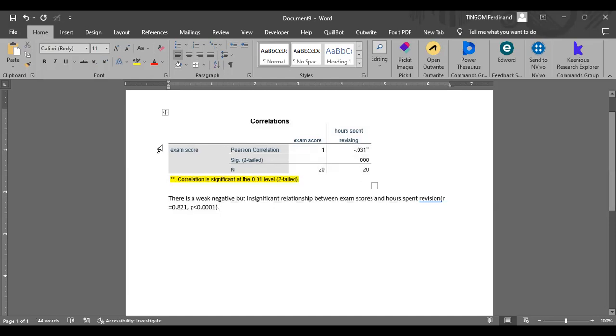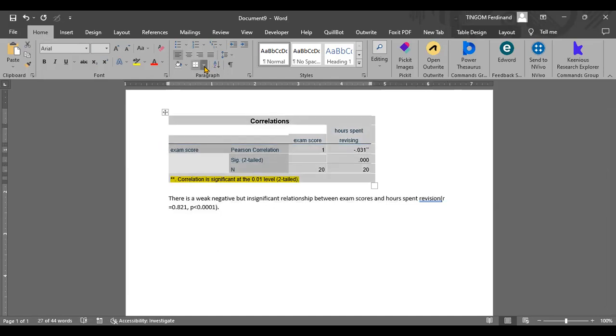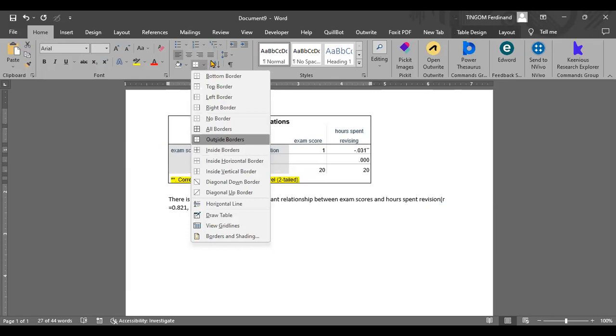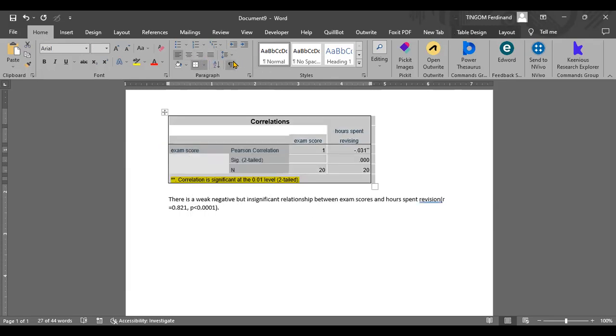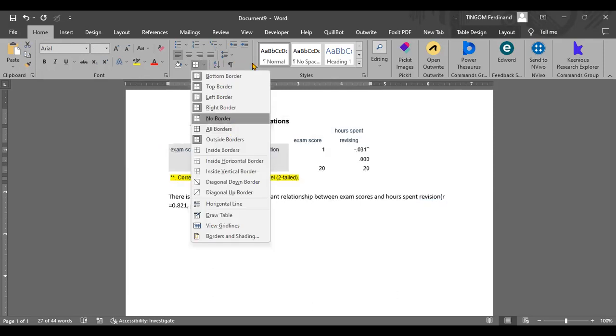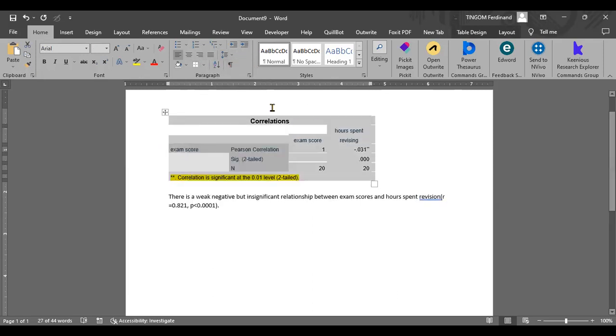Remember we said how to format your tables and the rest. You need to know how to do that. If you don't know, go and learn how to format tables, especially using the APA, as it is one of the most recommended table formats. So I don't need to teach you that.